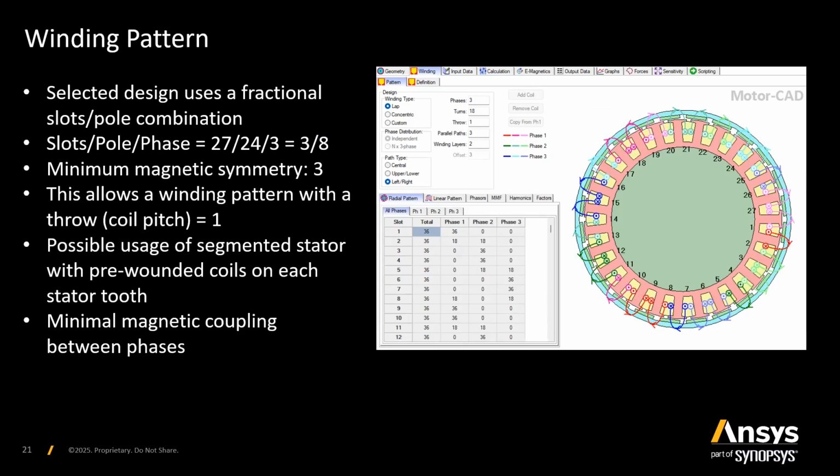We are dealing with tooth-wound coils, so each tooth will carry one coil, so the throw of the winding is equal to 1. It's possible to use a segmented stator with pre-wound coils, but it really depends on the size of the drone and the overall application, for how long it's required to be up in the air.